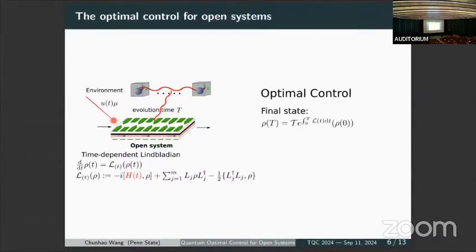Then the final state is slightly more complicated. Again, we have the integral in the exponent, and we also have the time-ordering operator. The objective for the optimal control problem is to determine the control variable so that this objective function is maximized. This trace is just the generalization of expectation value in terms of mixed states. We also have the regularization term to make sure the control function is not too large.